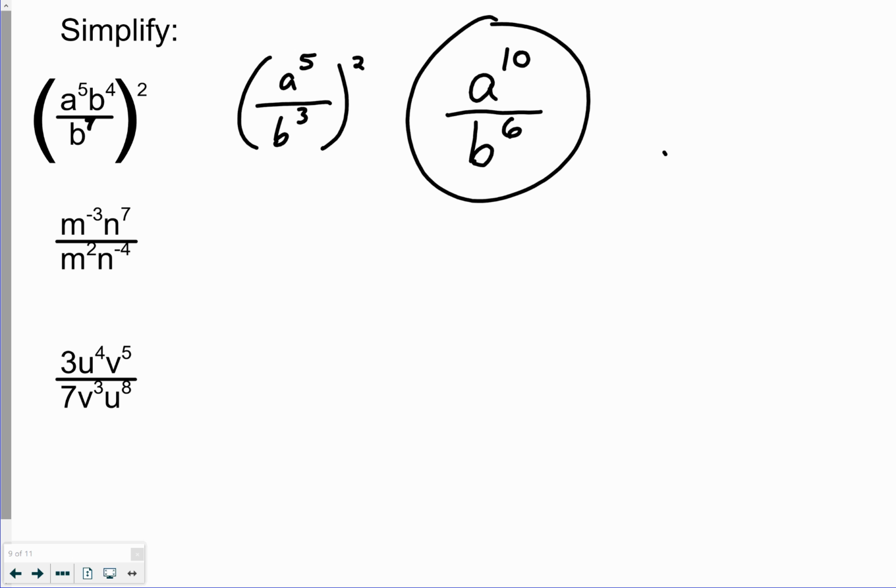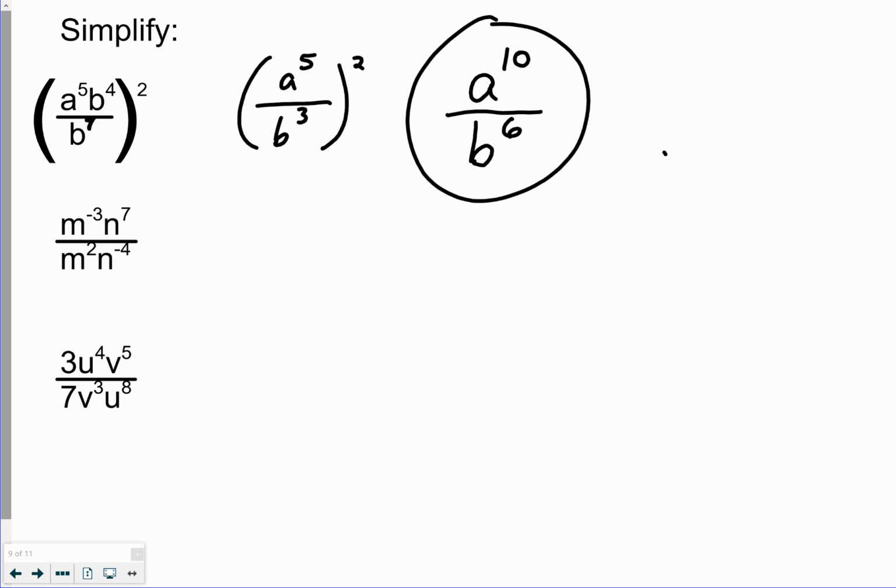Okay, 2 more. Now this next one has negative exponents. We have m to the -3rd power in the numerator and n to the -4th power in the denominator. So where am I going to move those? Across the division bar, okay?